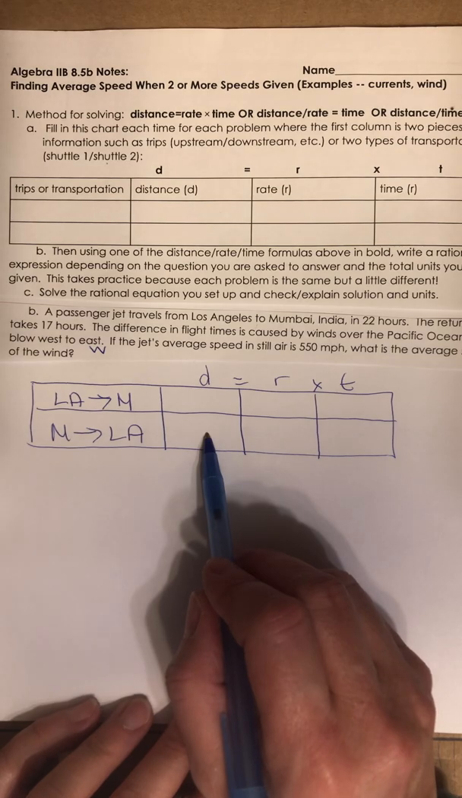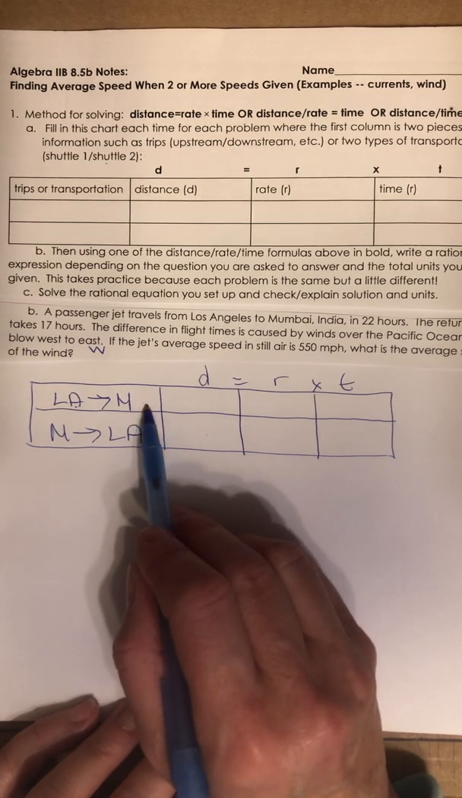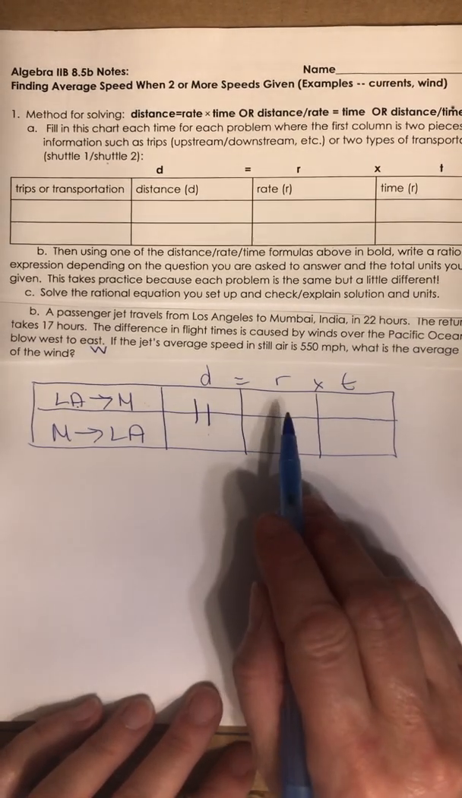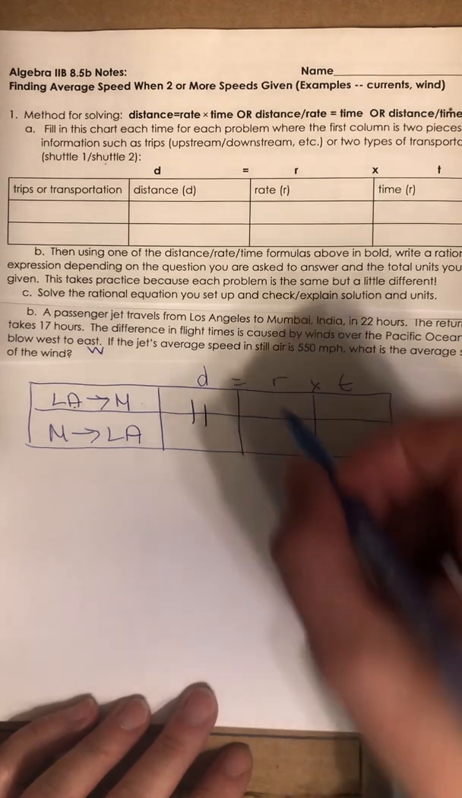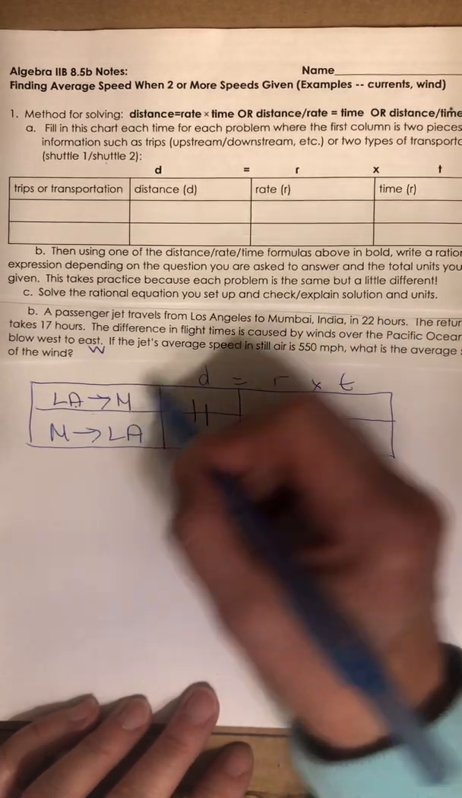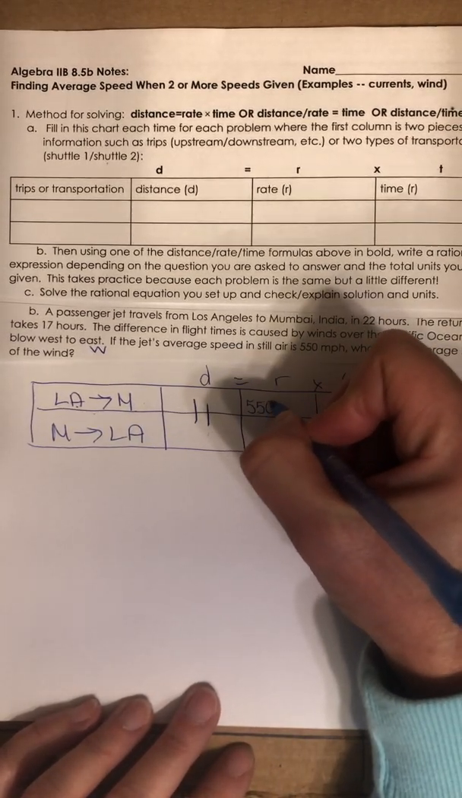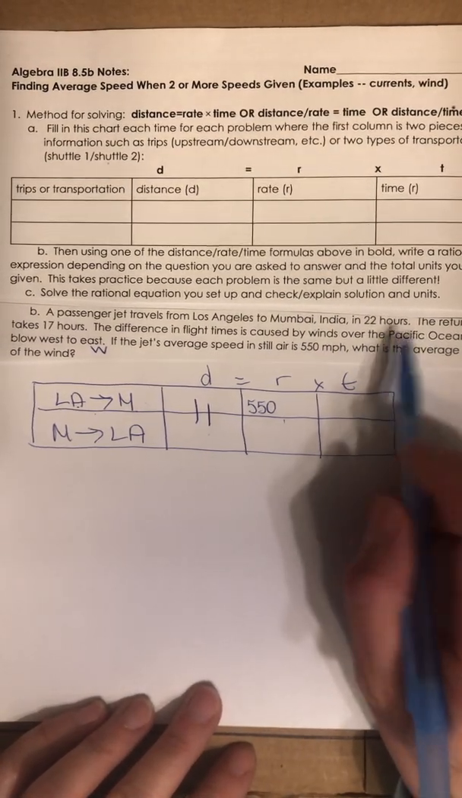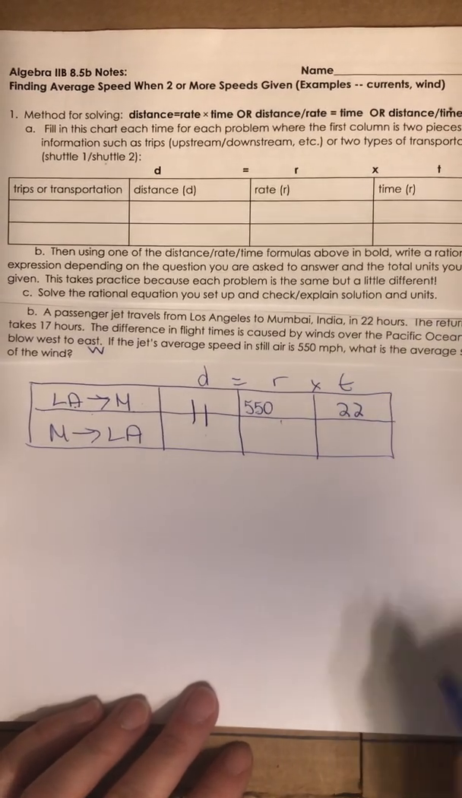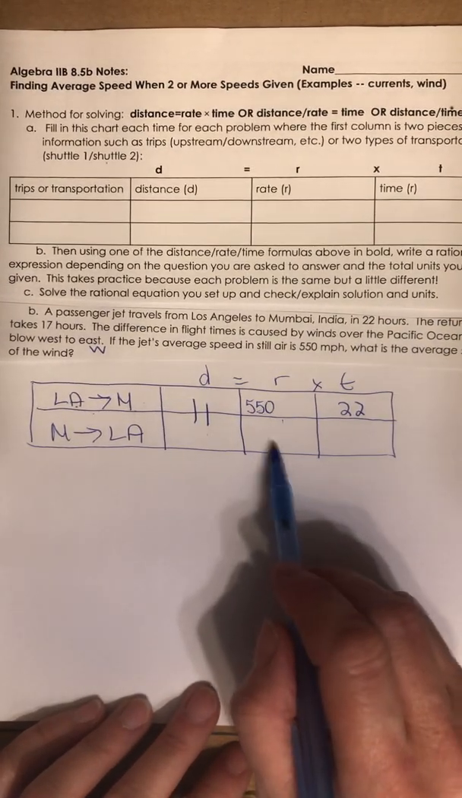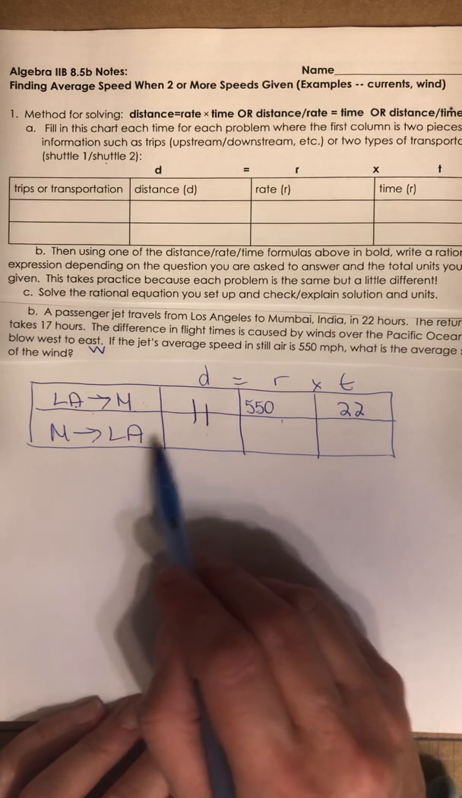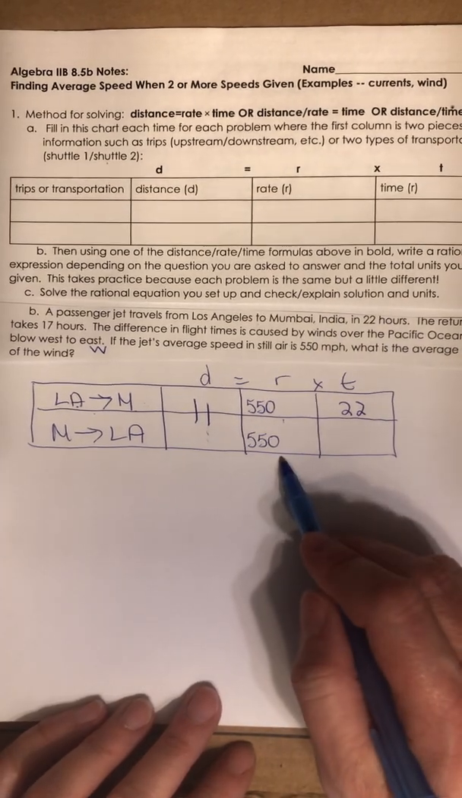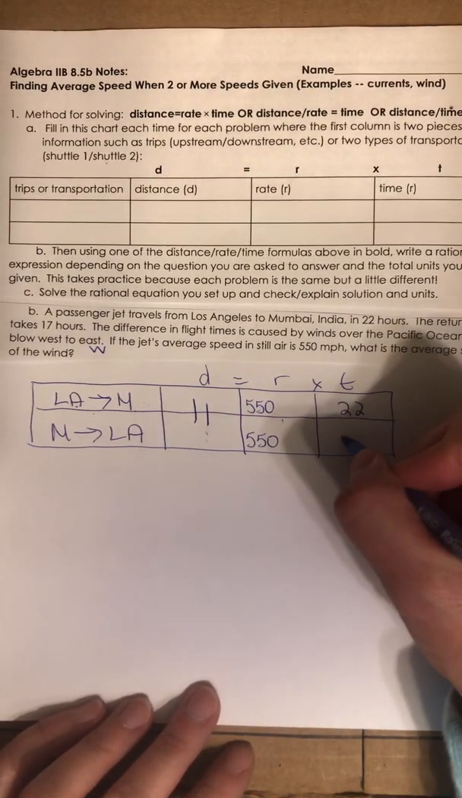No, they don't give us a distance from Los Angeles to Mumbai and back, but we know they're equal to each other. Do they give us a rate? Well, I do know that the rate of the plane from Los Angeles to Mumbai is 550 miles per hour, and I do know that it's taking 22 hours. I also know from Mumbai to Los Angeles, for the same distance, the plane is going 550 miles per hour, but it's taking 17 hours.